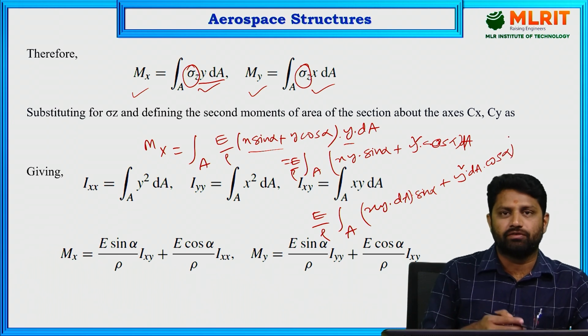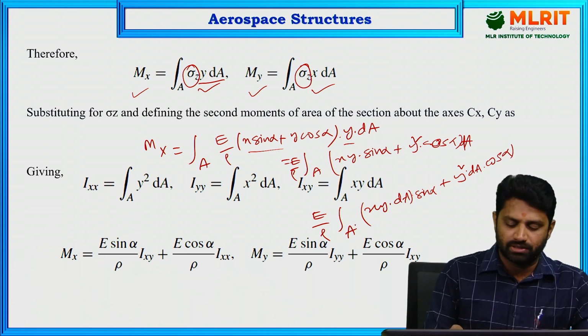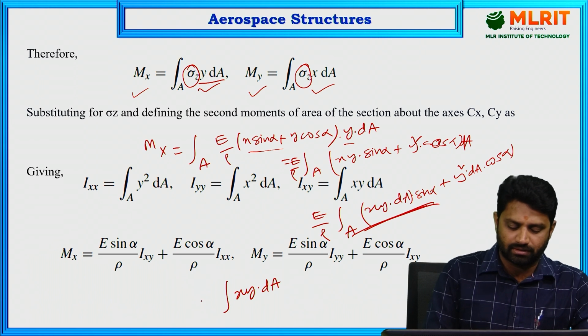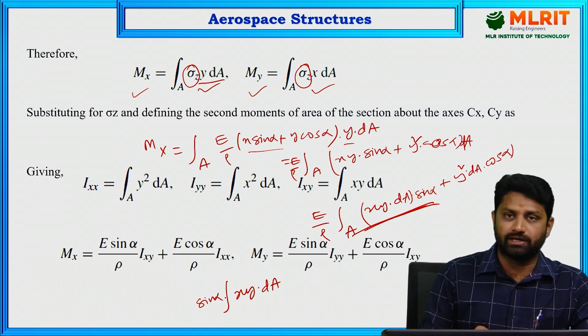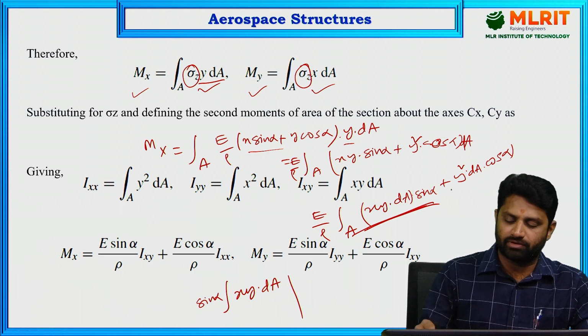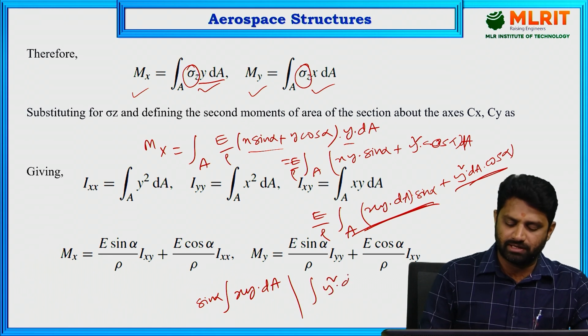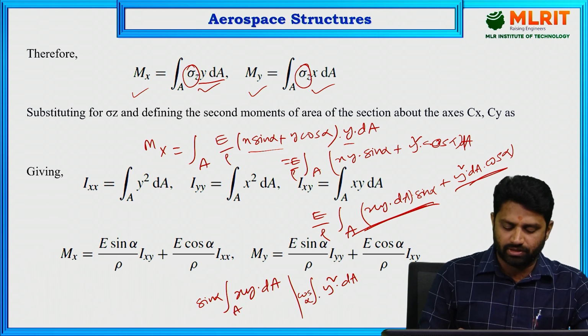Okay, so when you try to take the integral form, especially if you look into this one, you are going to get integral xy dA, and sin alpha you can write outside. And if you look at the second one, you can write integral y square dA, and again you can write the cos alpha outside of it. Okay, so this is over A.